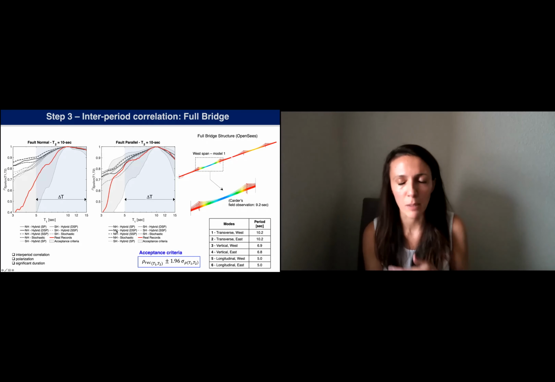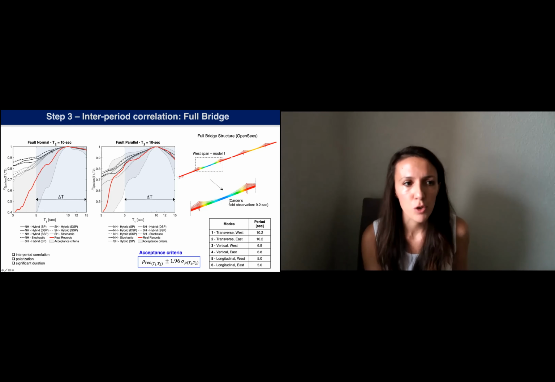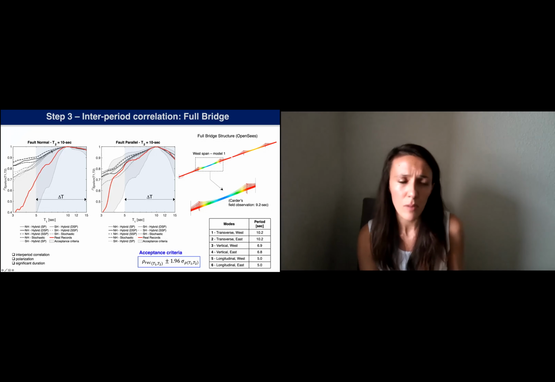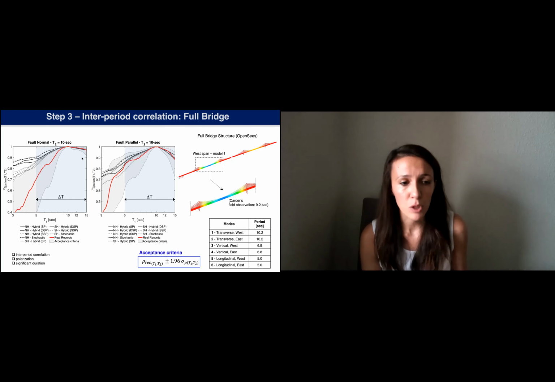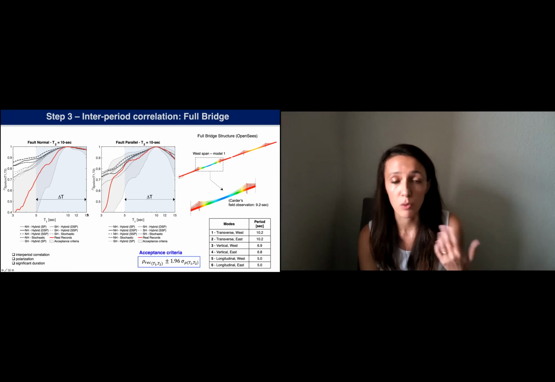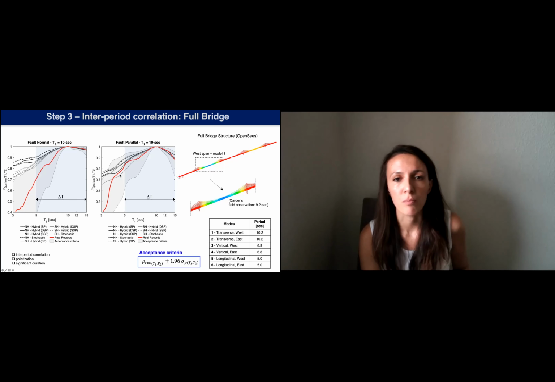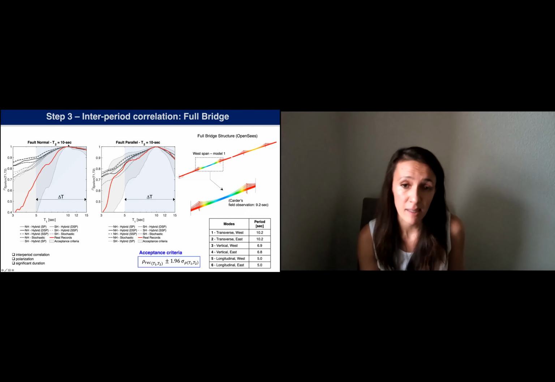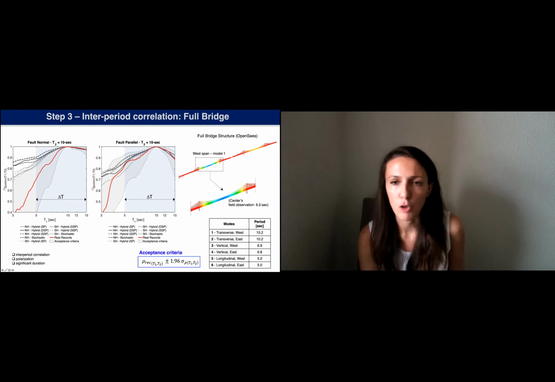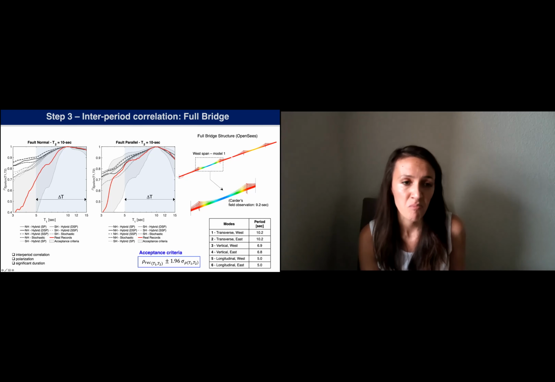Now, just quickly, step number three. We look here at the multiple infrastructure response proxies. In the context of this presentation, we'll only talk about the interperiod correlation. Here I'm showing the variation of rho, of epsilon across multiple periods. As you can see, we extended the analysis to 15 seconds to account for potential elongations of the fundamental period of the bridge in case of nonlinearities in the structure. And here the conditioning period is 10 seconds, which is approximately the fundamental period of the Bay Bridge, as resulted from our numerical simulations of the full structure.